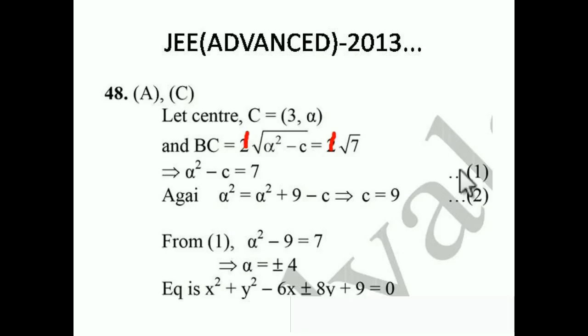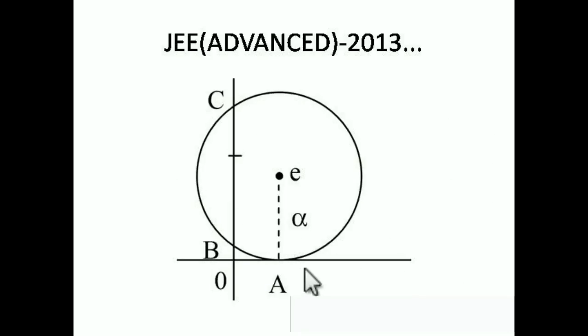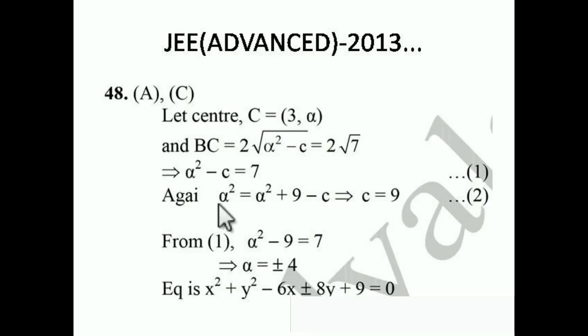Now we all know the radius equation, r is equal to square root of g square plus f square minus c, that means r square is equal to g square plus f square minus c. So here in the figure, radius is equal to alpha, so alpha square is equal to g square, that means 3 square, that means 9, plus f square, alpha square, minus c. Now this alpha square and this alpha square get cancelled out, so c is equal to 9. Put that value of c in this equation, so alpha square becomes 16, so alpha becomes plus or minus 4. Now we have the value of center, that is 3 comma plus or minus 4, and we have the value of radius also. What is the value of radius? That is plus 4, because radius can't be negative. So alpha is the radius and it is plus 4.